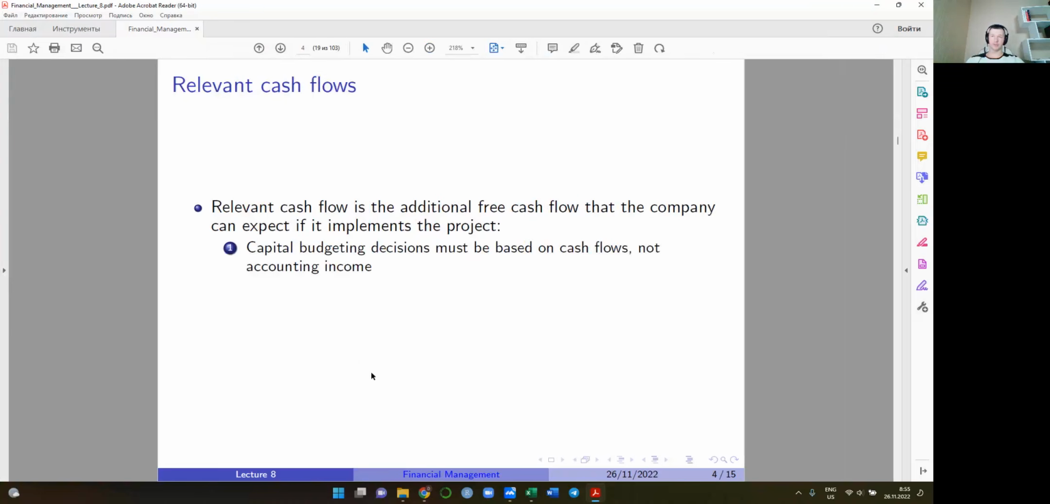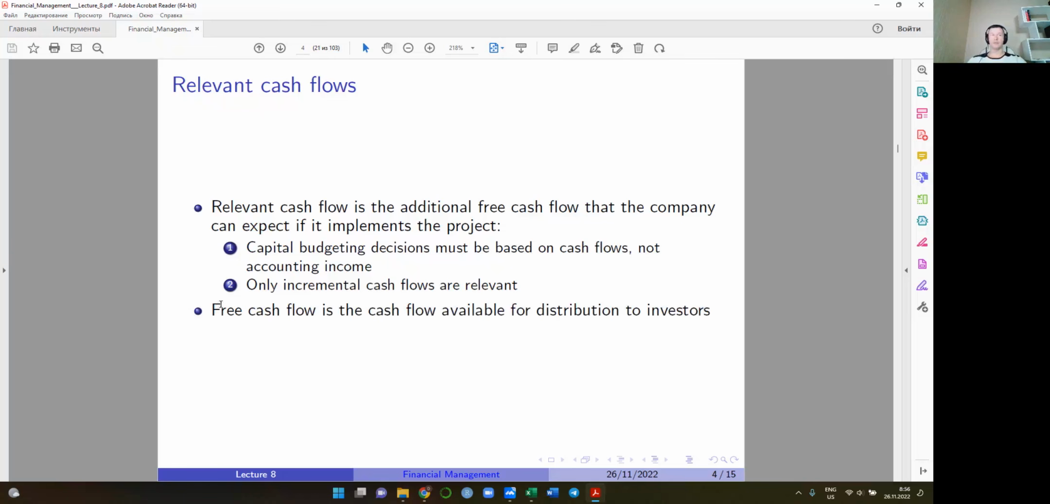So first point from here is that we are making our decisions based on cash flows. So we are talking about cash flows, not income, especially not accounting income, and you will see why. And only incremental cash flows are relevant. So incremental means what I said. Incremental means that they are induced, or they are triggered, or they are related to your investment decision. So free cash flow is the cash flow available for distribution to investors. So what we are talking about is the amount of money that can be distributed among investors. And we know who the investors are, either shareholders or creditors.